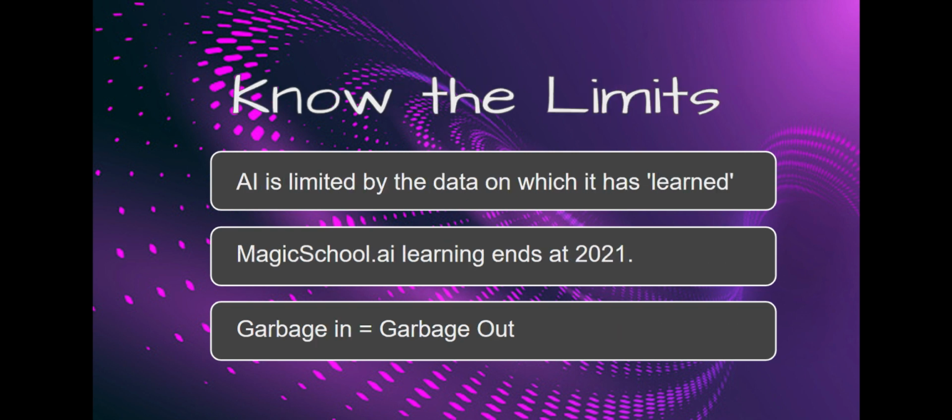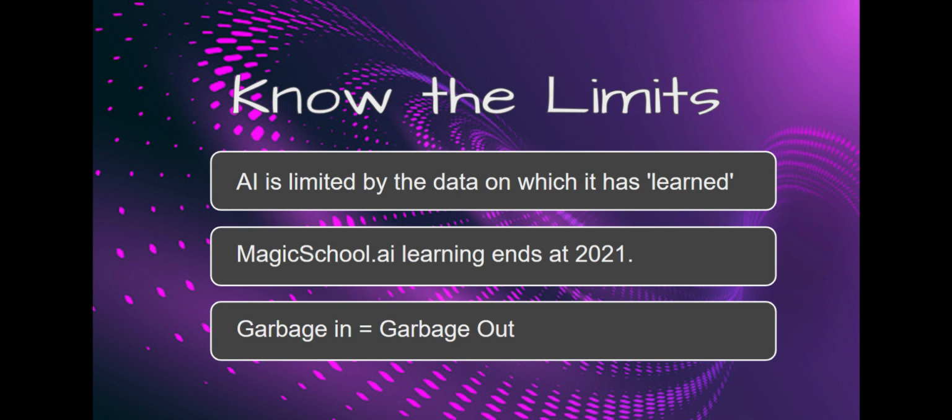Another thing that's really important to understand is that AI has limits. It's limited by what it's learned, the data set that it's been trained on. MagicSchool, in particular, as the most recent information I've seen, is their AI training stops in 2021. So any information, any new knowledge, anything that's been added to the internet, anything that's happened culturally around the world is not going to be in MagicSchool. If you're trying to do anything current events related, this is not the tool for you.